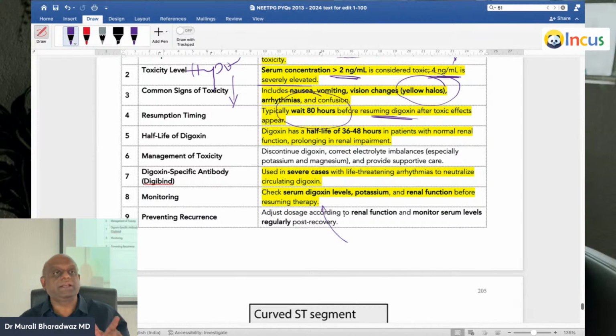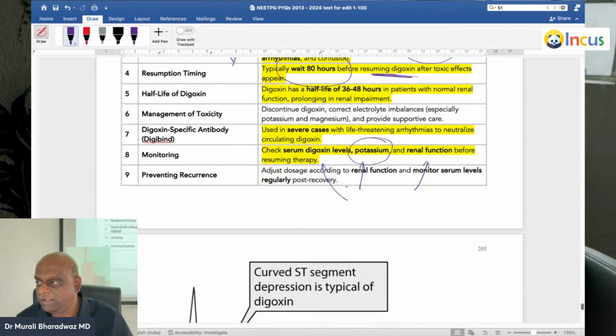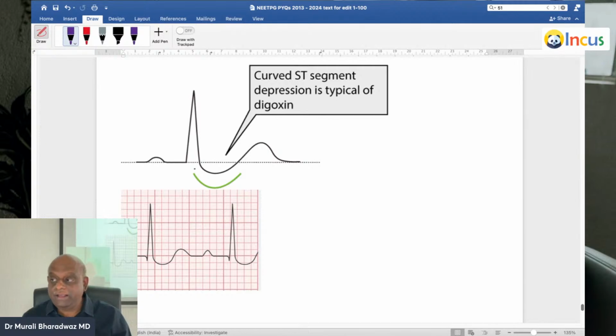Now doctor. So check digoxin level, potassium level, renal function test. These are the 3 things you need to do. Why potassium level? Because digoxin toxicity can lead to severe hyperkalemia is what you need to remember. So what is this, doctor? In the ECG, whenever a patient is taking digoxin, the ST will show a curved ST segment depression. This is the curved ST segment.